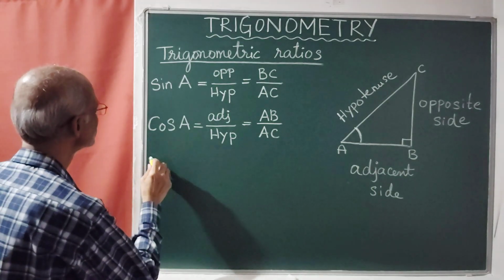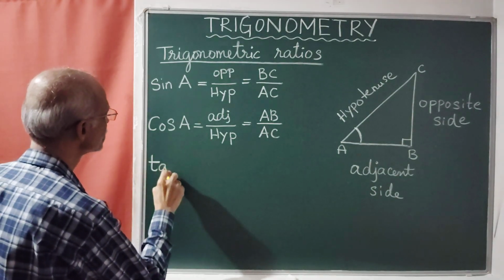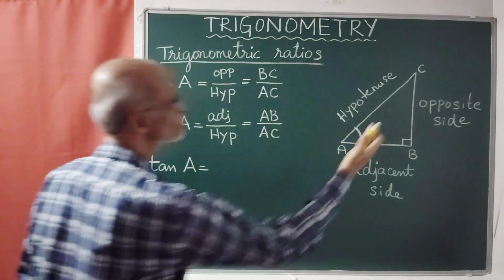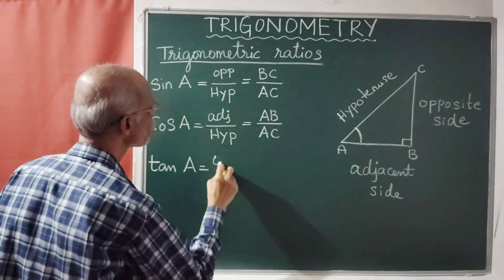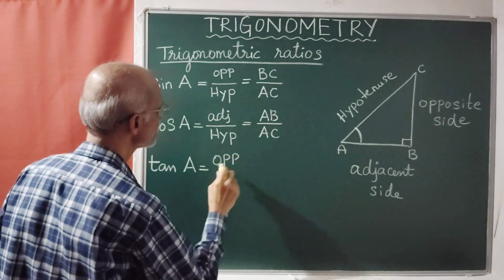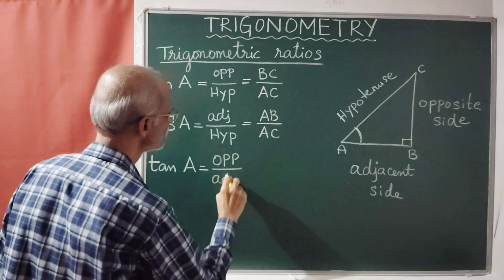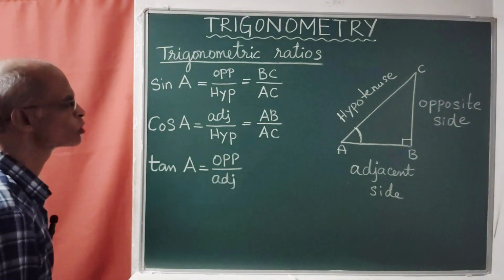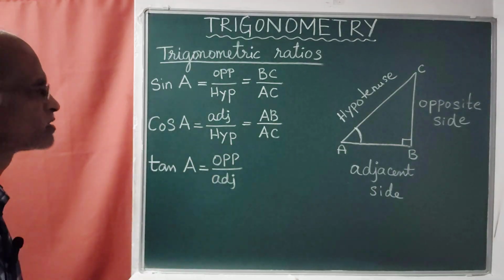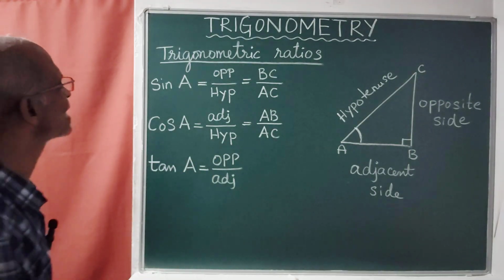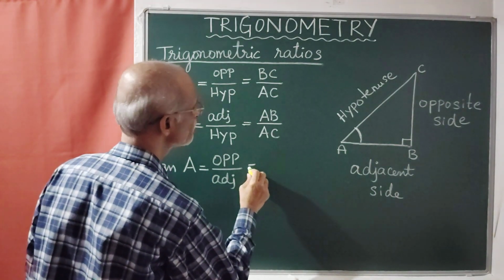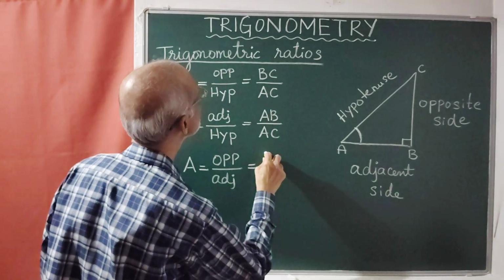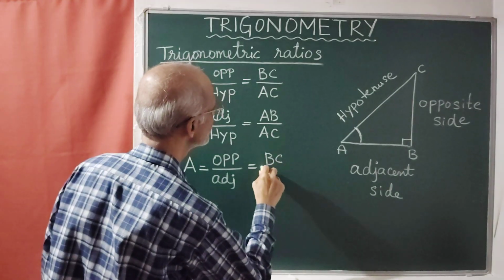The third ratio, tan A. Tan of angle A is equal to opposite by adjacent side. Adjacent means along with that. Opposite means in front of that. So what is tan A then? Tan A will be BC by AB.